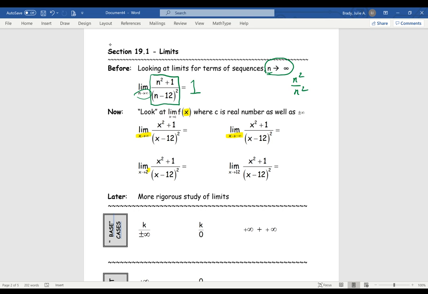So let's just pick 2. That's a nice number to think about the function at, and nothing crazy happens there. And let's pick something that's kind of interesting. So I want to pick 12. Why did I pick 12? Because if you put a 12 in there, you're dividing by 0. Okay, so let's think about these limits.